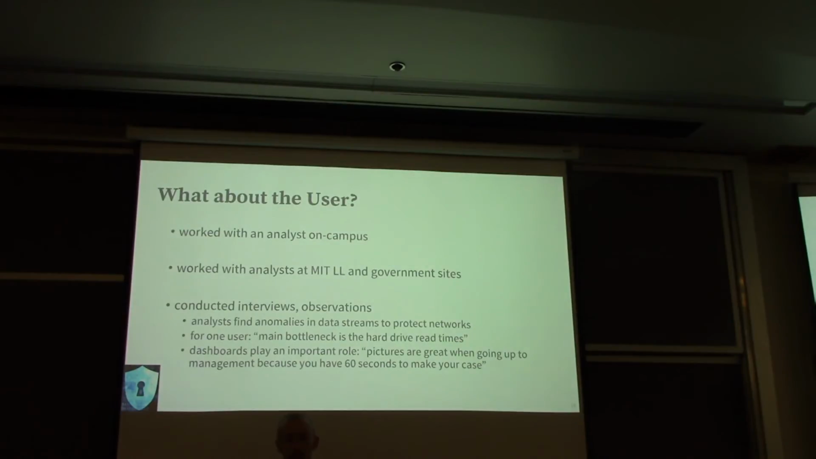And so I've worked with a couple different users. One was an analyst here on campus that studies the data that's going across the networks. And I've also worked with analysts and various other users at the MIT Lincoln Laboratory and other government sites to try and understand, again, what these users do and how we can help them do their job more effectively. And so I've conducted a variety of interviews and observations with these different individuals. And what we found overall is that analysts find anomalies in these data streams, like those files that I just showed you, to try and protect these networks.